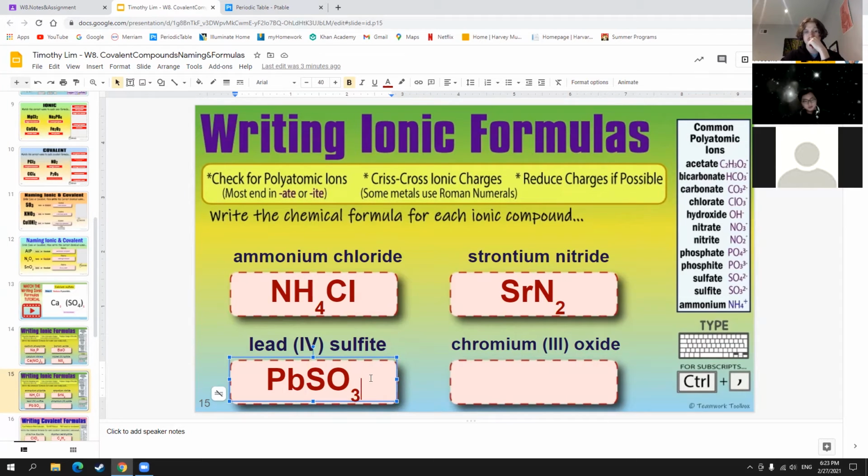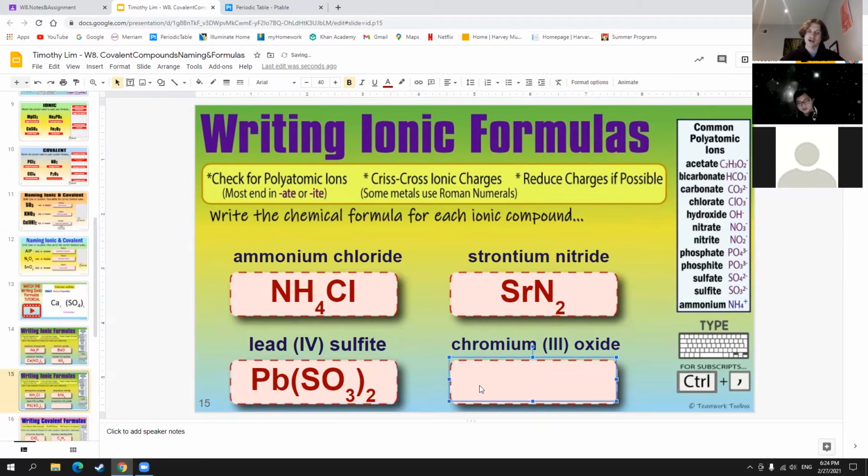So then where do we put that in? You need to put big parentheses around the SO3 and then do another subscript 2. Awesome. So we have a positive charge of 4 from the lead and 2 times the negative charge of 2 from sulfite. So 4 minus 4 is 0, and we're all good.